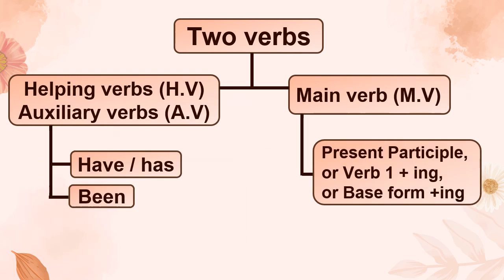Helping verbs or HV in the present perfect progressive, they are have or has and been. Main verb in the present perfect progressive is present participle or verb 1 plus ing or base form plus ing.